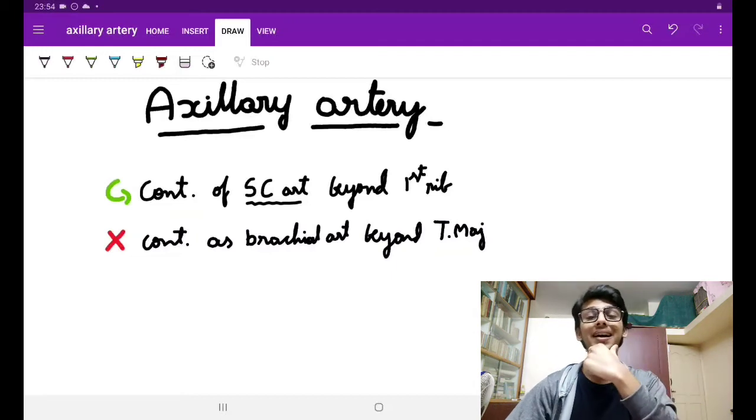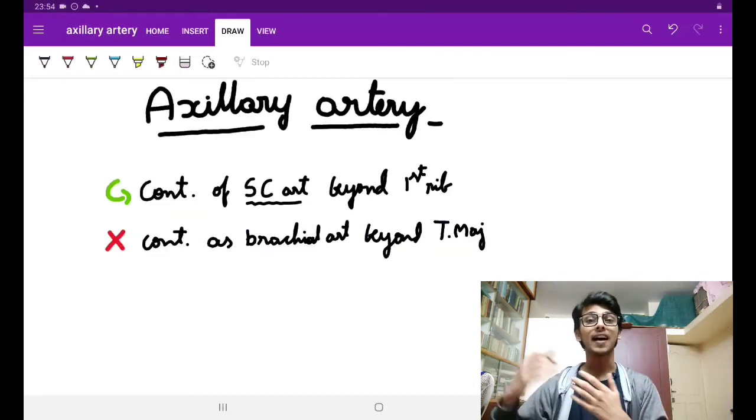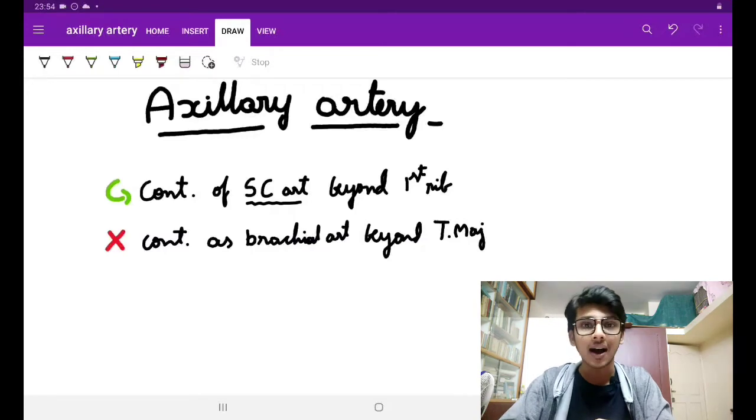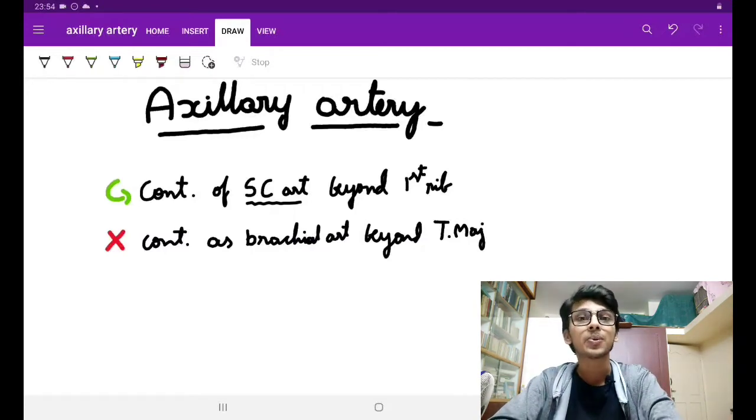Guys, what do you mean by an artery? An artery is a blood vessel which carries the blood away from the heart, isn't it? What do we mean by axillary? Axillary means that it is present in the axilla. Axilla is the armpit. Okay, that was in general.